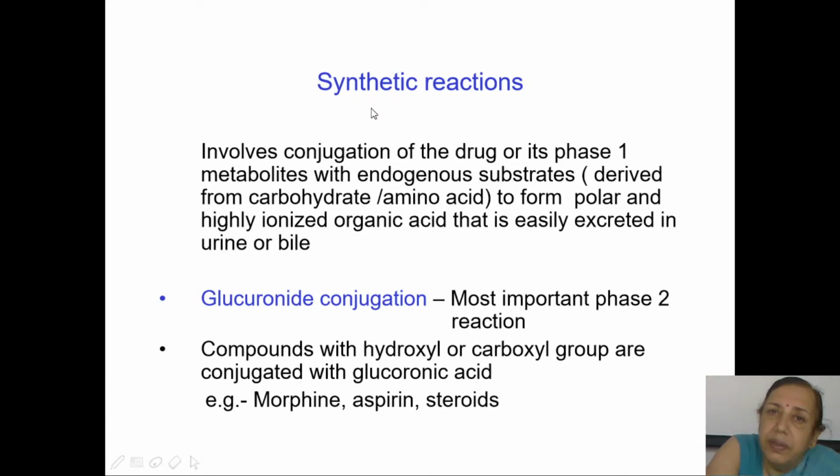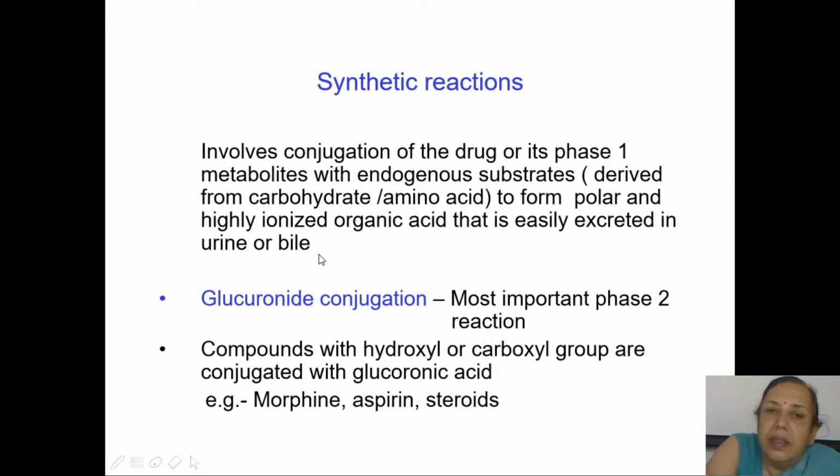Now, second type of reactions are synthetic reactions. So far we have covered non-synthetic reactions. Then the second part is synthetic reactions, which involve conjugation of drug or its phase 1 metabolite which is generated. They conjugate with certain endogenously produced substances which are derived either from carbohydrates or amino acids within the body, and they form conjugates which are polar, highly ionized organic acids which can be easily excreted out either in urine or they are secreted in the bile.